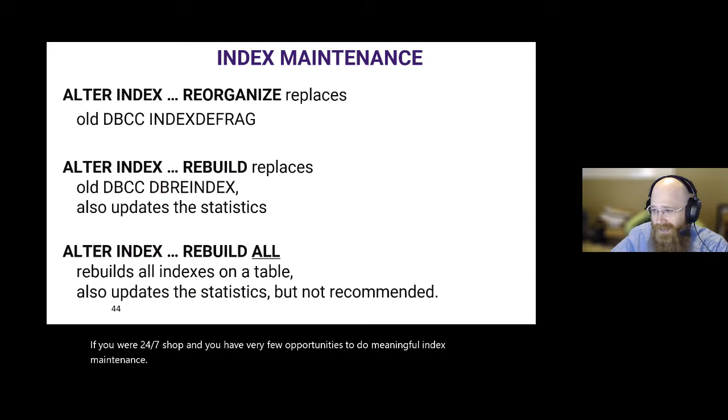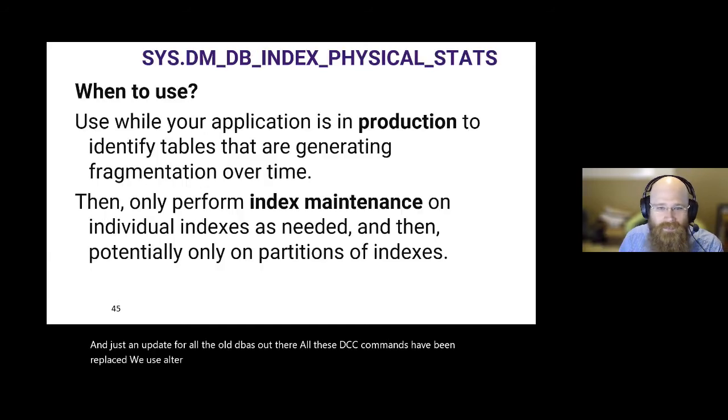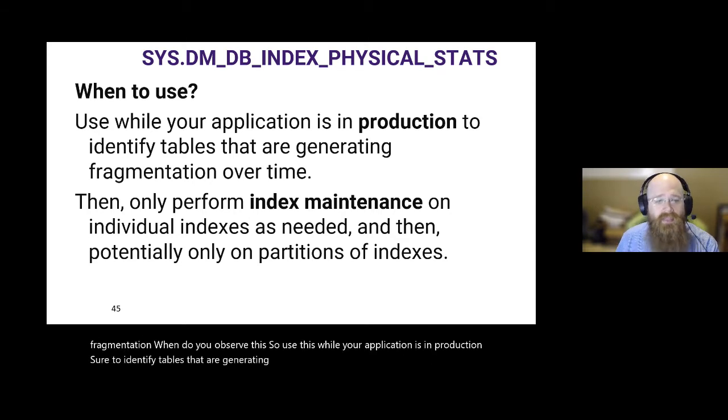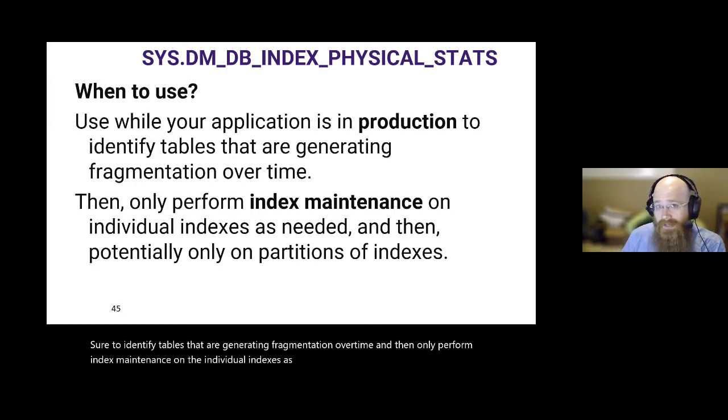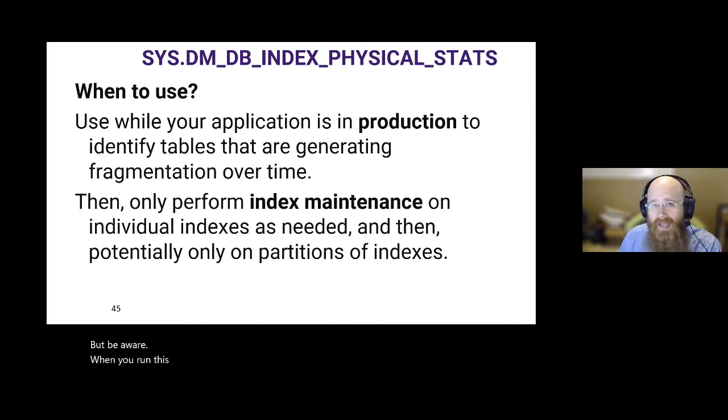And just an update for all the old DBAs out there, all these DBCC commands have been replaced. We use alter commands now for index maintenance. So when do you observe index fragmentation? Use this while your application is in production, sure, to identify tables that are generating fragmentation over time. And then only perform index maintenance on the individual indexes as needed. And potentially, if your table's partitioned, only perform index maintenance on the partitions of indexes that are needed. But be aware that when you run this DMV, it has an impact on performance because it hits IO pretty hard. We'll talk about that in a sec.